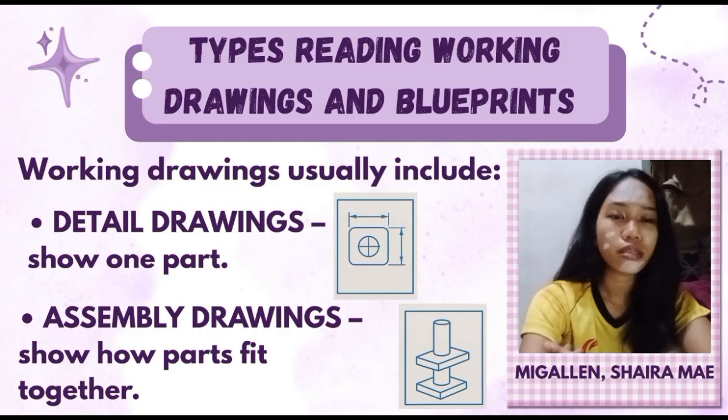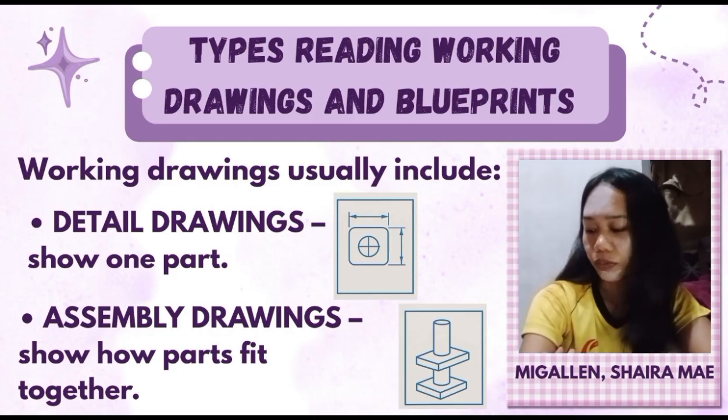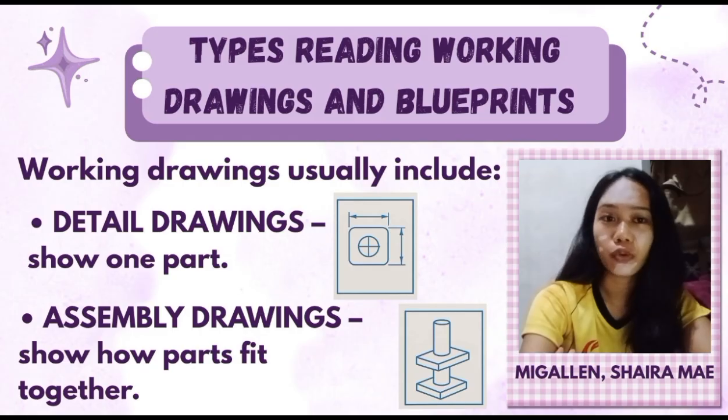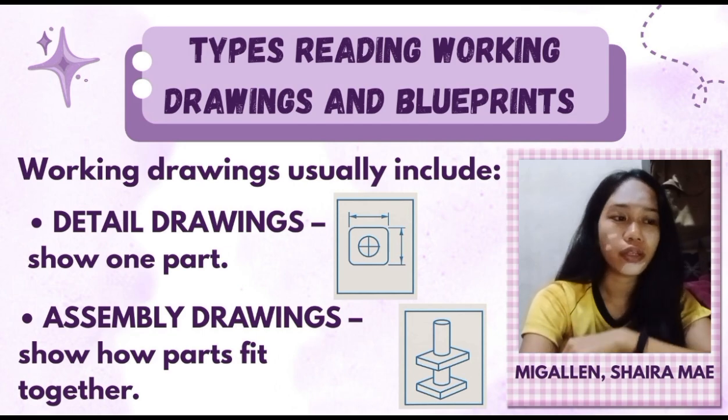So assembly drawings show how the different parts of the object fit together to make the whole product. Like, for example, performance exam 01, sir. That one has different parts, and that is the isometric.